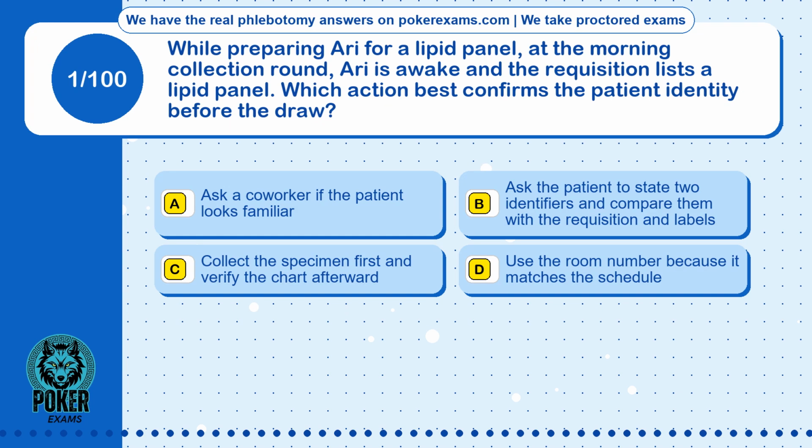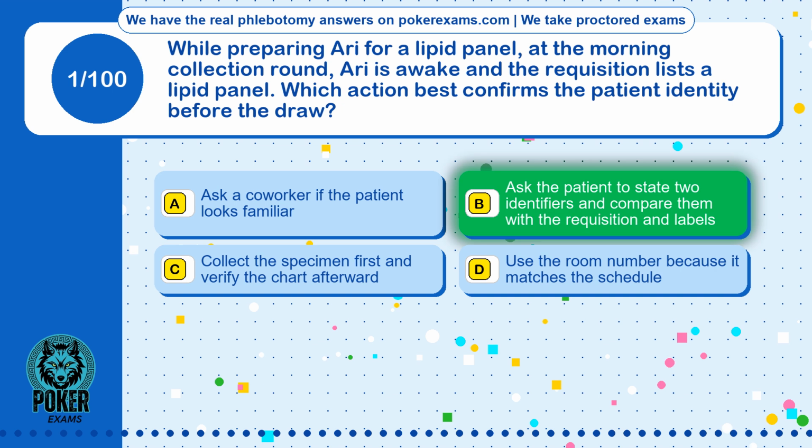Question 1. While preparing Ari for a lipid panel at the morning collection round, Ari is awake and the requisition lists a lipid panel. Which action best confirms the patient identity before the draw? Option A. Ask a co-worker if the patient looks familiar. Option B. Ask the patient to state two identifiers and compare them with the requisition and labels. Option C. Collect the specimen first and verify the chart afterward. Option D. Use the room number because it matches the schedule.